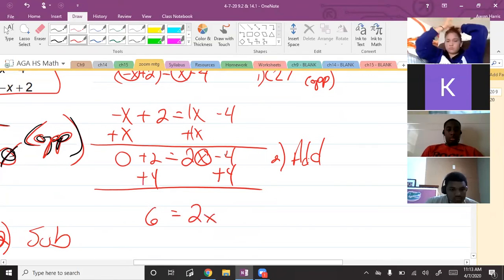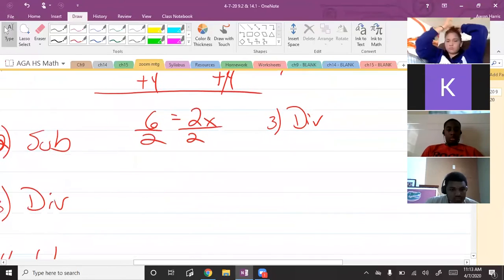Bring down the 2. Negative 4 plus 4 is 0. Step 3, remove all multiplication and division from near your variable. So I'm going to divide. I divide by 2, divide by 2. So 6 divided by 2 is 3. So I get x is equal to 3.